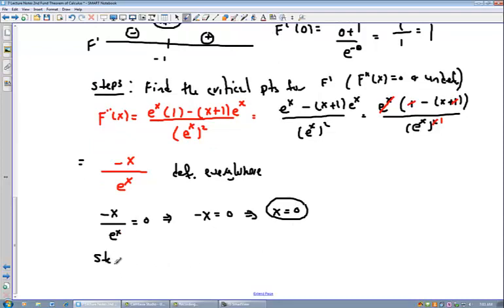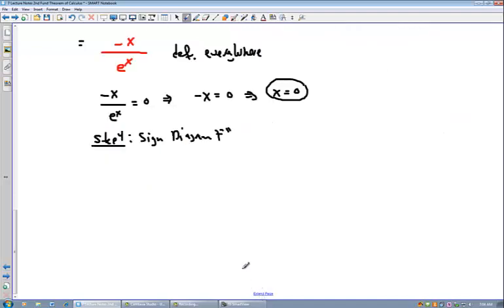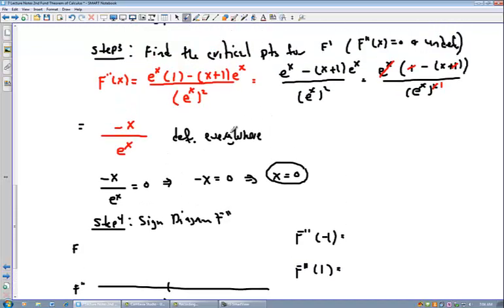So step 4, f double prime. And so we draw a nice looking line. We put a little 0 here. This is the sign diagram for f double prime. We're running the analysis for f. And I pick a nice point to the left. So let's do f double prime of minus 1. And let's do f double prime of 1. And we're simply plugging back into the second derivative right here.